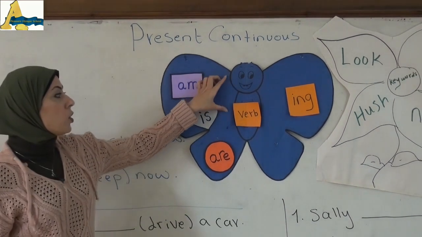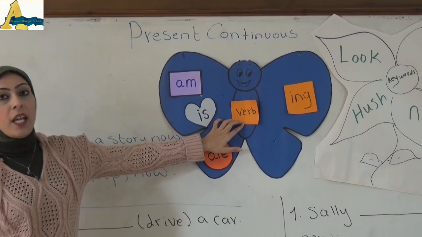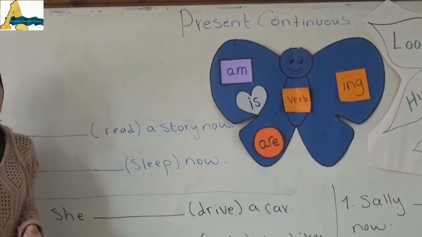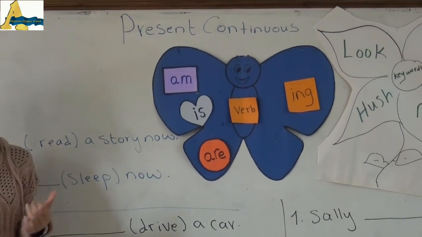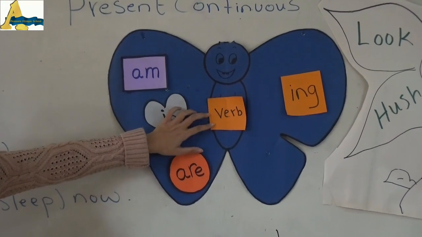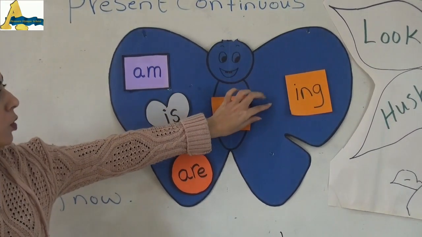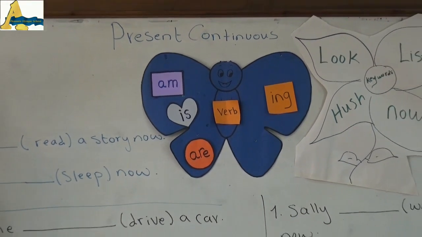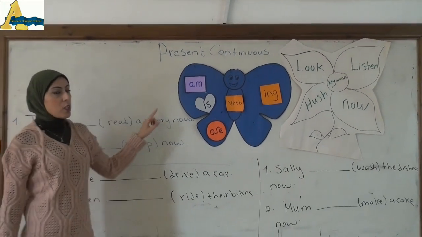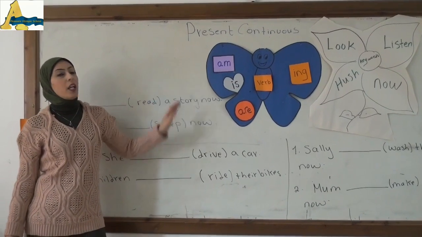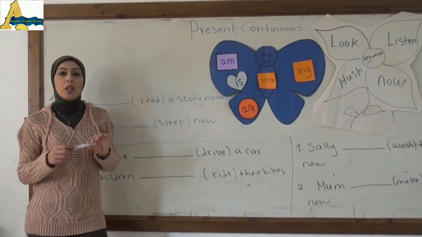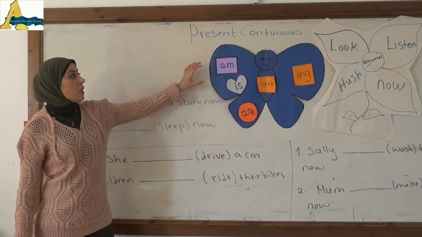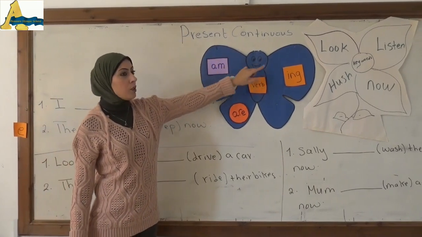Let's go to the body of our butterfly. It's the verb. And the verb, I told you before, is the action that we are going to do, the action that we are doing now. Actions are like eat, sleep, drink. And then let's move to the second part of our butterfly, which is the ing. So now I want you all to draw your own butterfly, and remember that it consists of three main parts. And I'd like to ask you something. Can the butterfly fly without her two wings? It should use her two wings. So don't forget to use the three main parts.